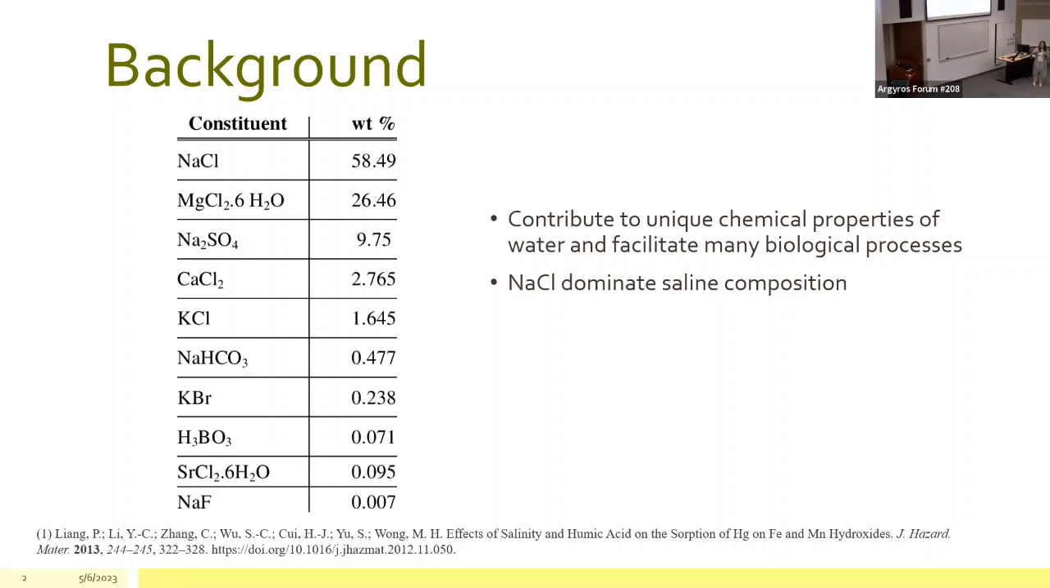So the term salinity refers to the content of dissolved salt in our water system, and it highly contributes to the unique chemical properties of our seawater, and it facilitates many biological processes in our marine ecosystem. According to this table, you can see sodium chloride dominates most of our saline composition. Actually, if you take a liter of seawater and evaporate all the water out, about 58.49% of the salt is sodium chloride. So I thought that was cool.